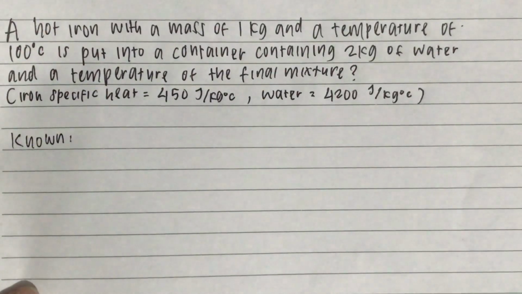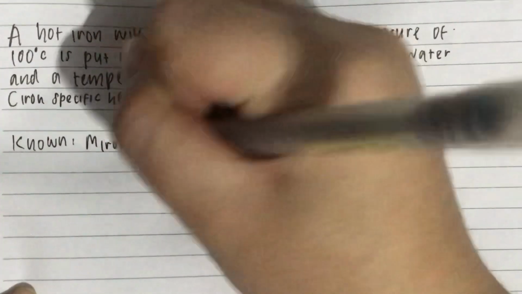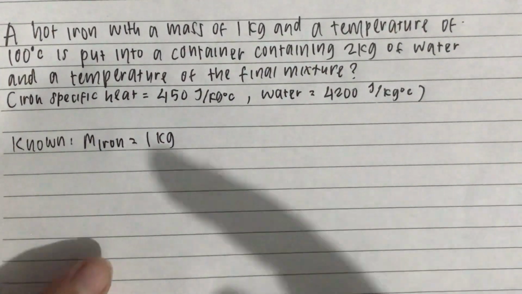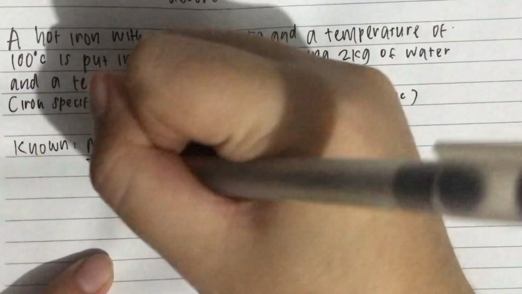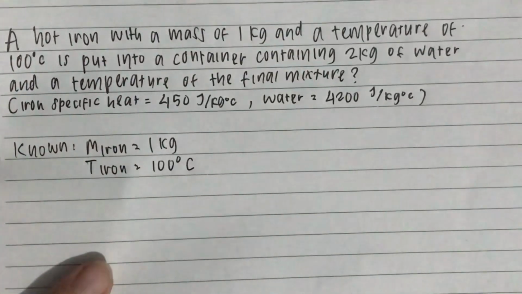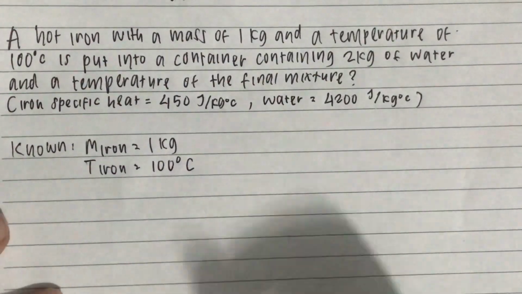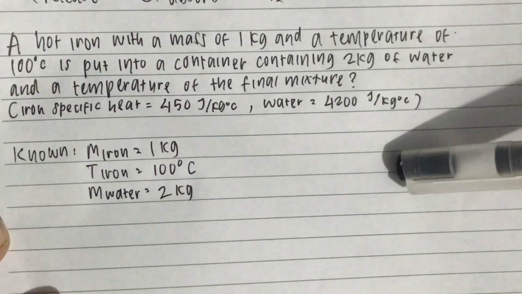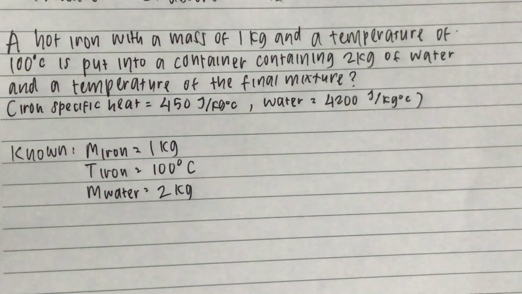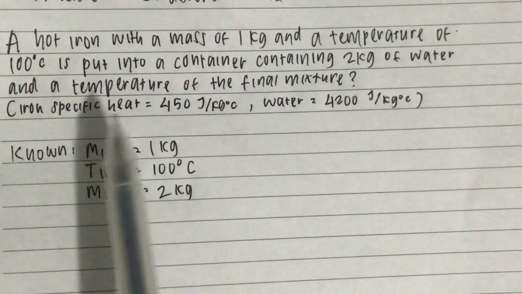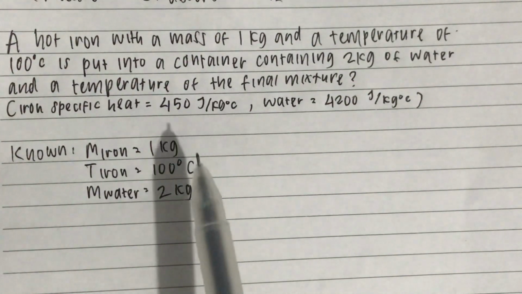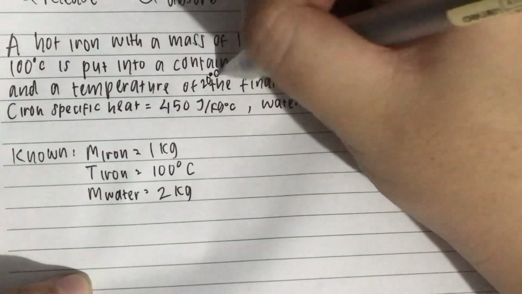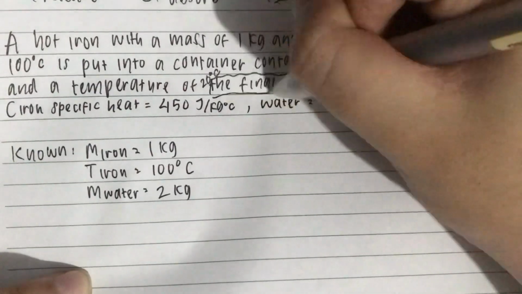So we know that the mass of iron equals to 1 kilogram, and the temperature of iron is 100 degrees Celsius, and the mass of water is 2 kilogram. Well, the temperature of water is... okay, so there has been a mistake. There should be a temperature of 20 degrees Celsius. Let me just fix up the temperature of 20 degrees Celsius. So what's the final mixture?